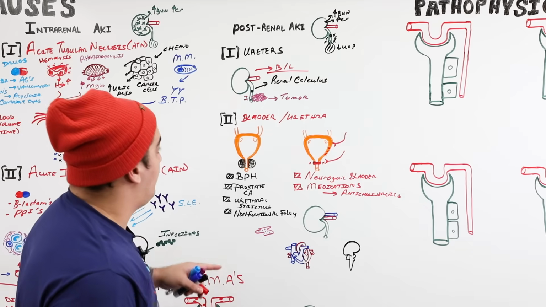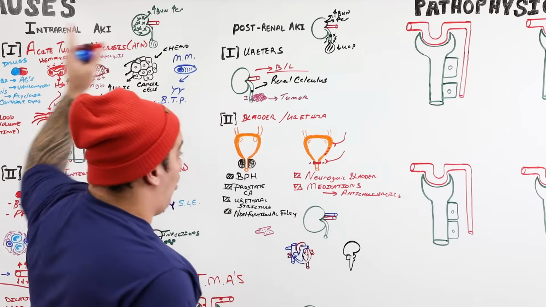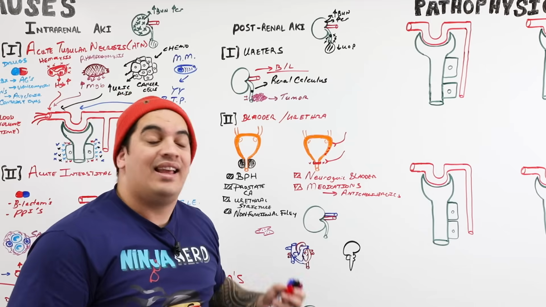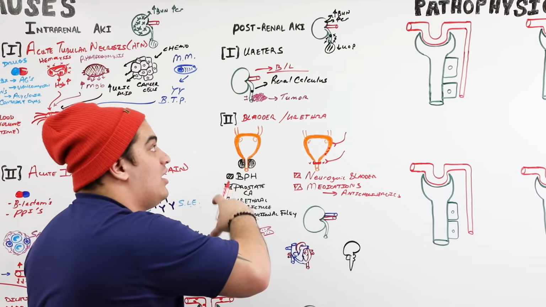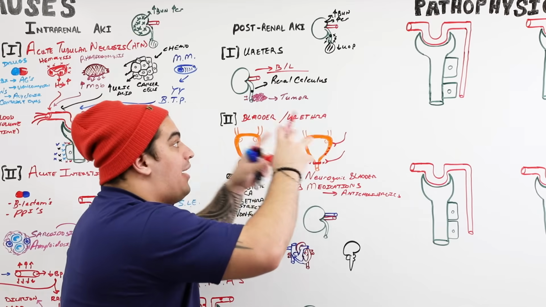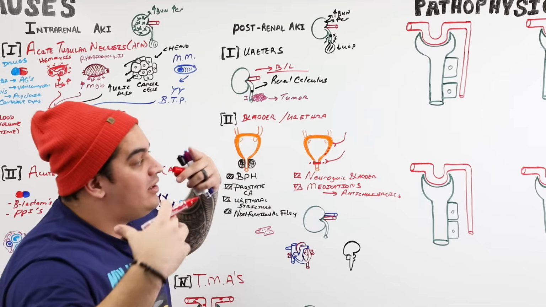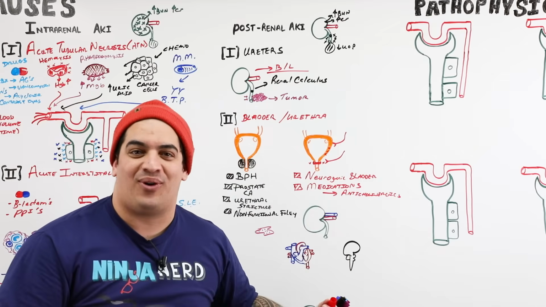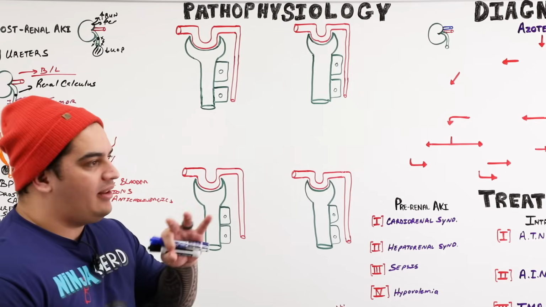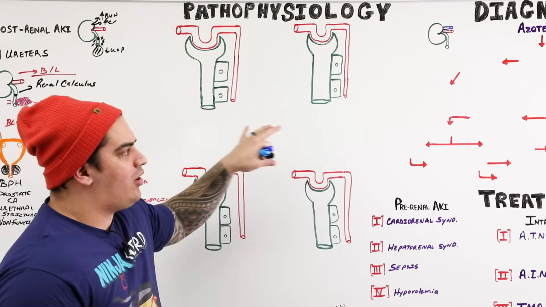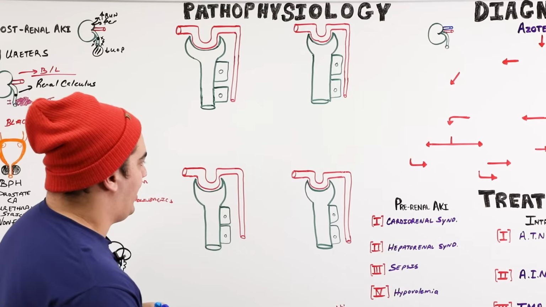Okay, that covers all of the causes of post-renal AKI and all the causes of AKI in general. Now we need to create a bridge. We need to understand how these causes lead to an acute kidney injury, and how that acute kidney injury leads to clinical manifestations, lab values, different complications, and so on. Let's talk about the pathophysiology. We'll go through pre-renal, intra-renal, and then quickly talk about post-renal AKI.